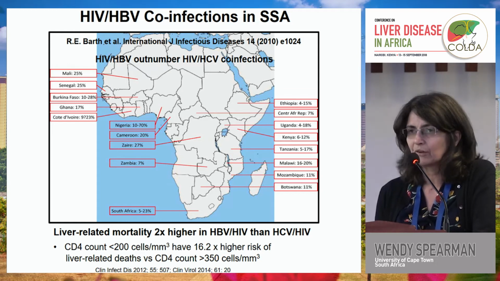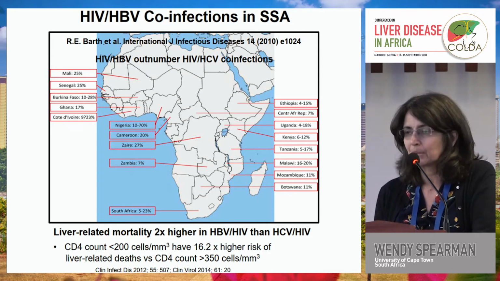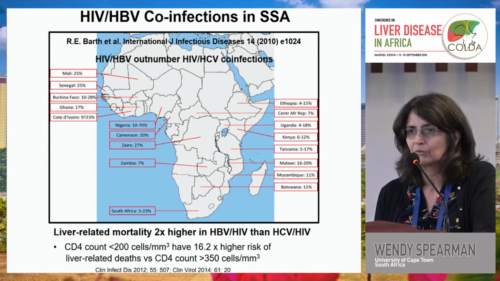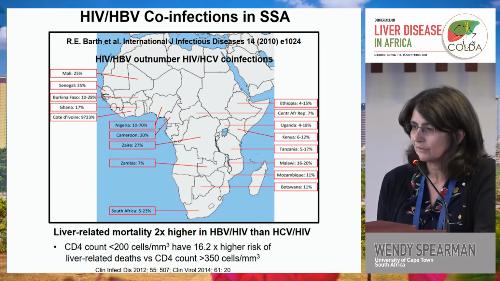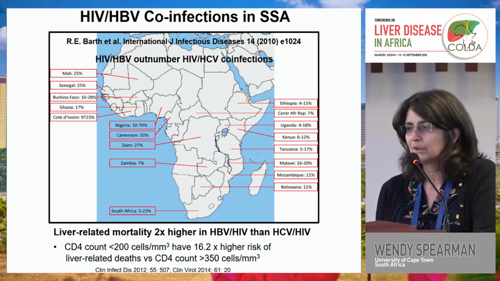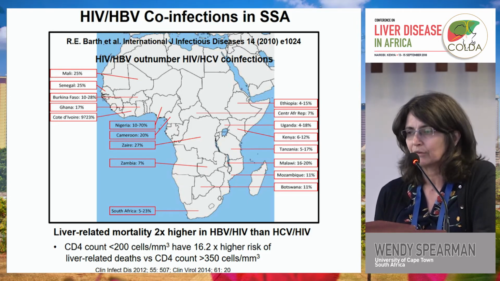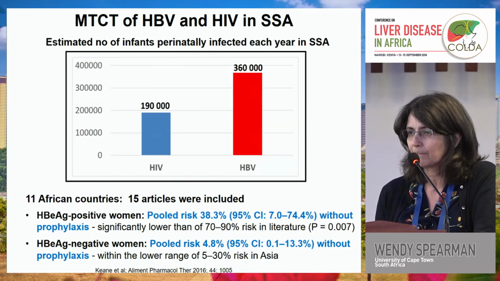HCV-HIV co-infections are another problem. They tend to outnumber the hepatitis B co-infections. They have a higher mortality, and this is particularly a problem if they have low CD4 counts less than 200, where the risk of death is 16 times higher compared to CD4 counts of greater than 350. And we need to remember that many individuals in our region are still presenting with CD4 counts less than 100.